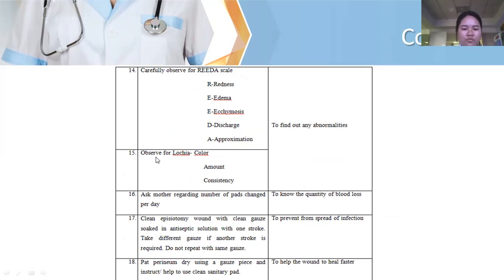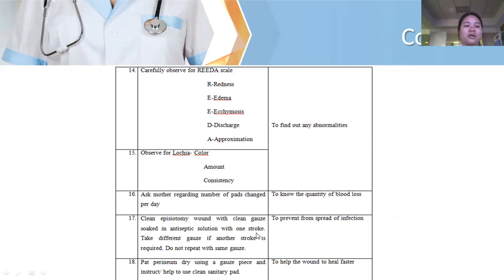The next, observe the color of the lochia, amount, and consistency. Then ask the mother regarding the number of pad changes per day to know the quantity of blood loss. Then clean the episiotomy wound with a clean gauze soaked in the antiseptic solution with one stroke.